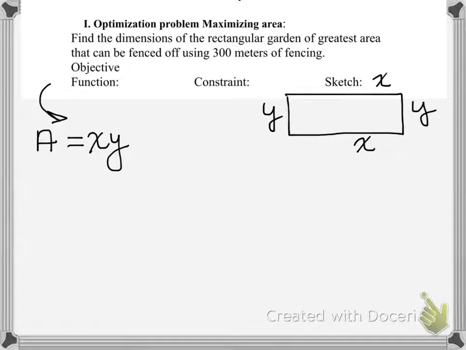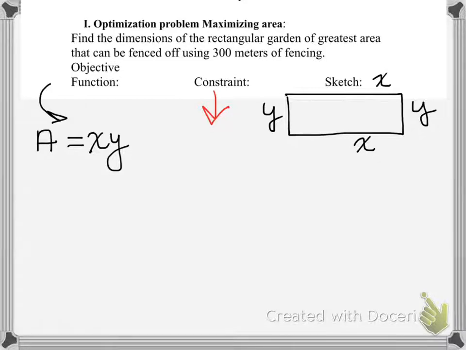Okay, so notice right away there are two variables. So I know I have to use my constraint to eliminate one of the variables. So my constraint I'll do in a different color. So here's your constraint. We're going to say I have 300 meters of fencing.